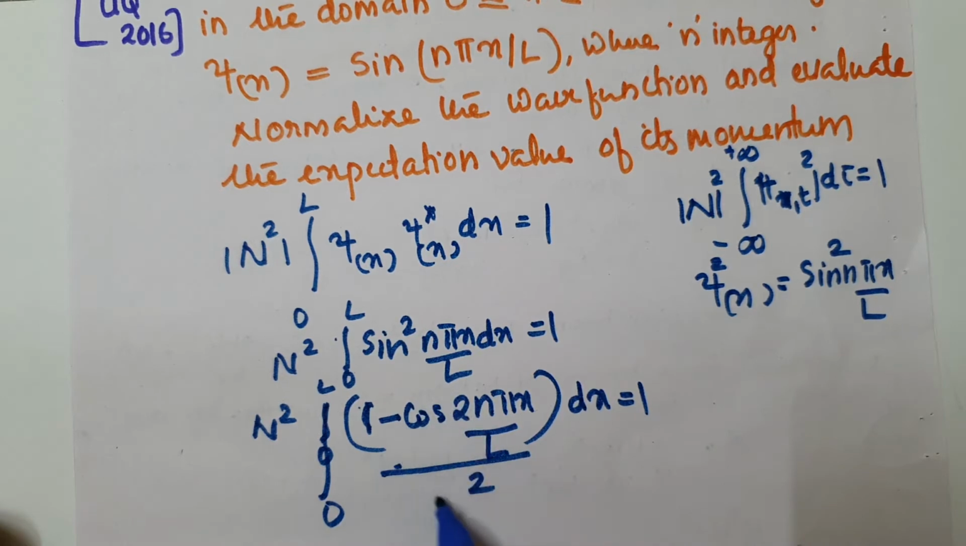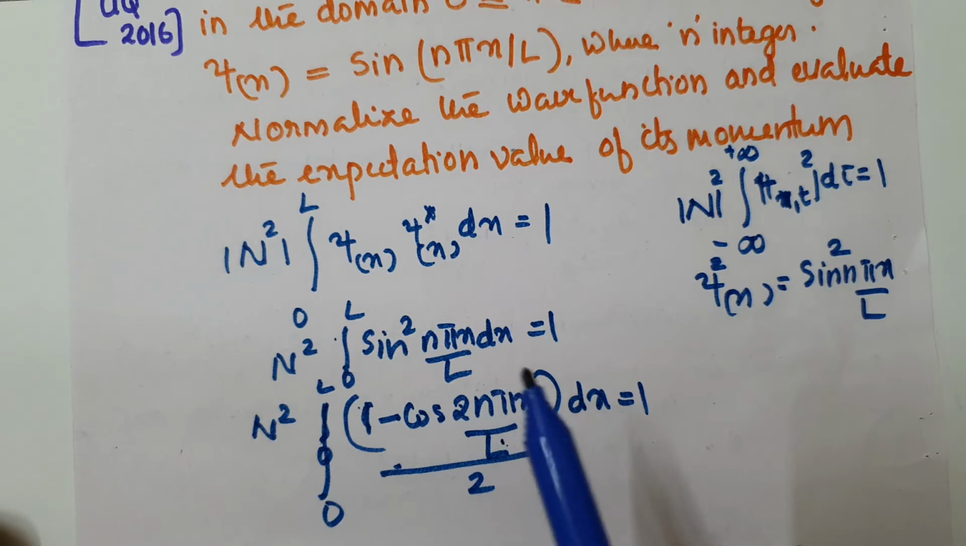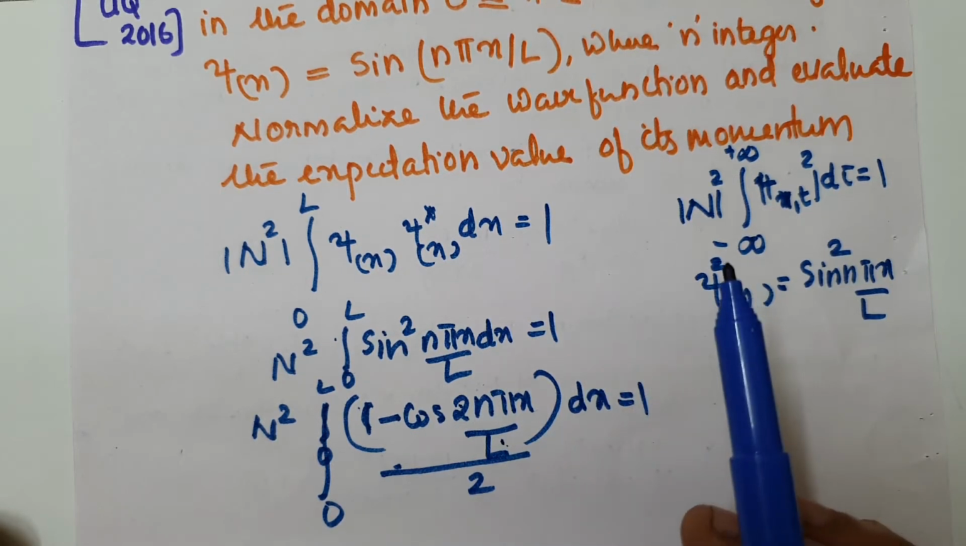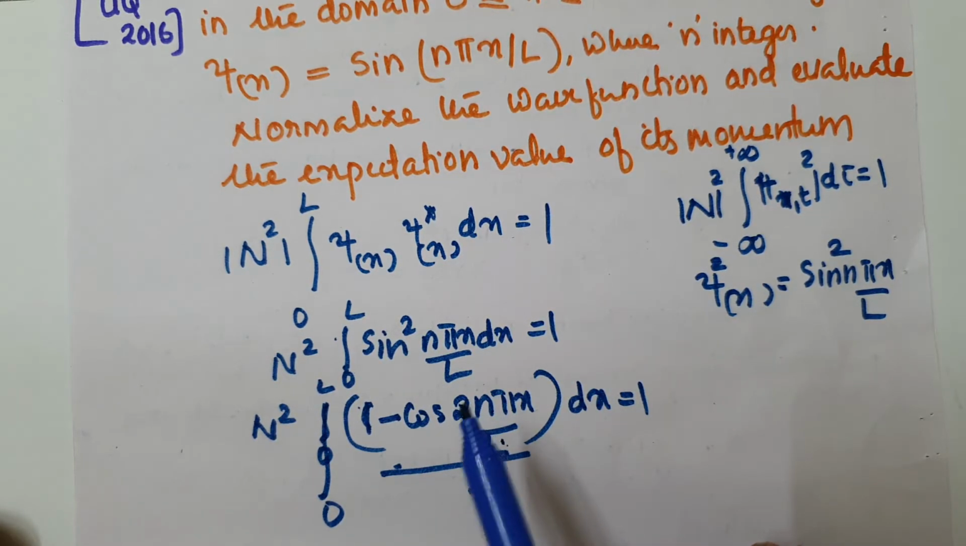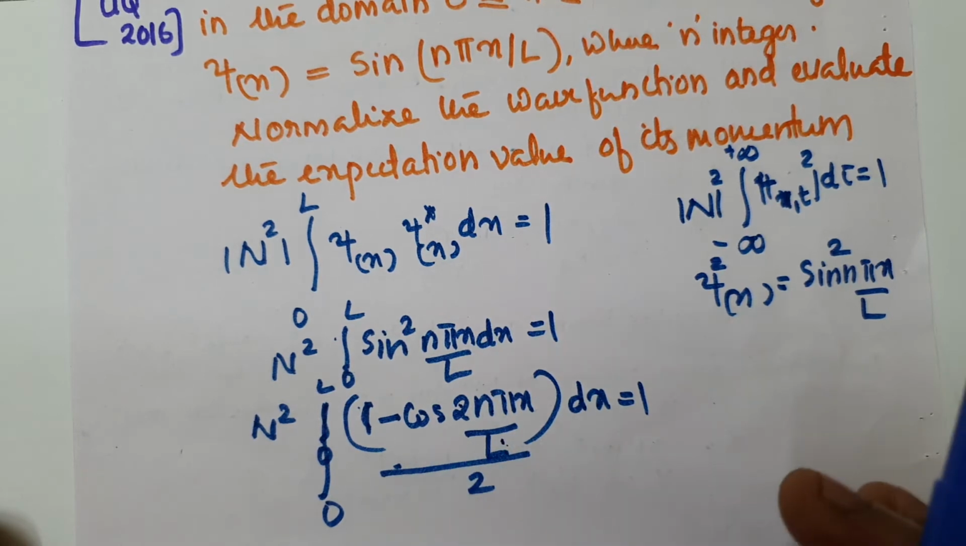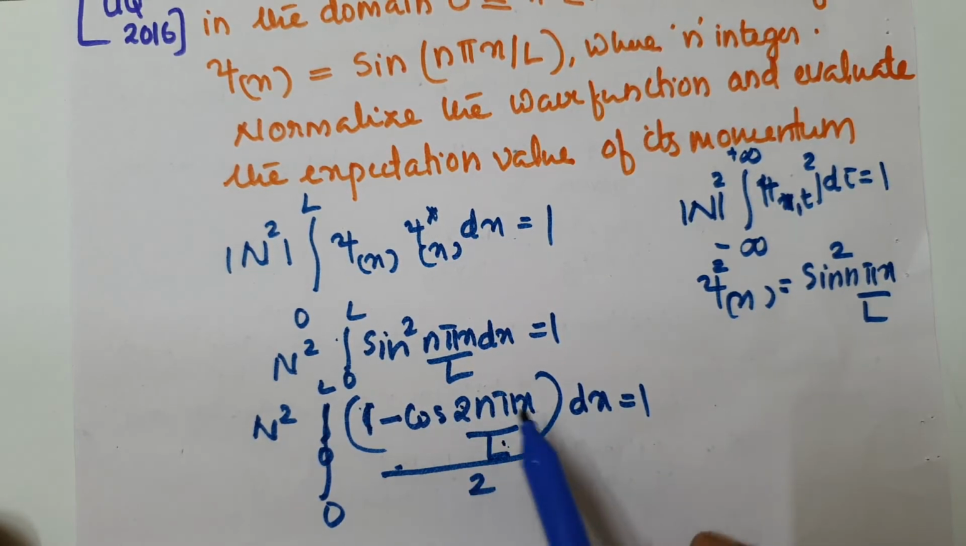The second term, the integral 0 to L of cos(2 n pi x by L) dx, will be 0, because the integral of cos(2 n pi x by L) will be sin(2 n pi x by L), and when the limit becomes L, it becomes sin of a multiple of 2 pi, which is 0. So this term can be neglected.